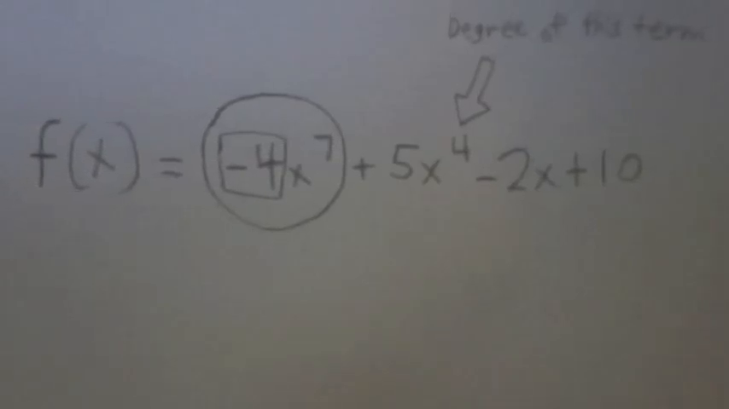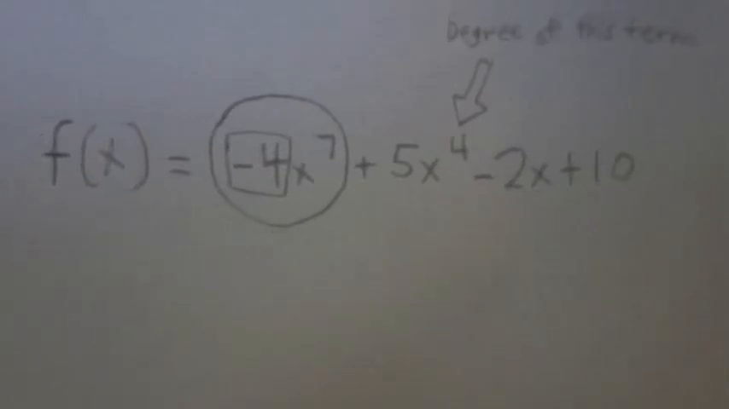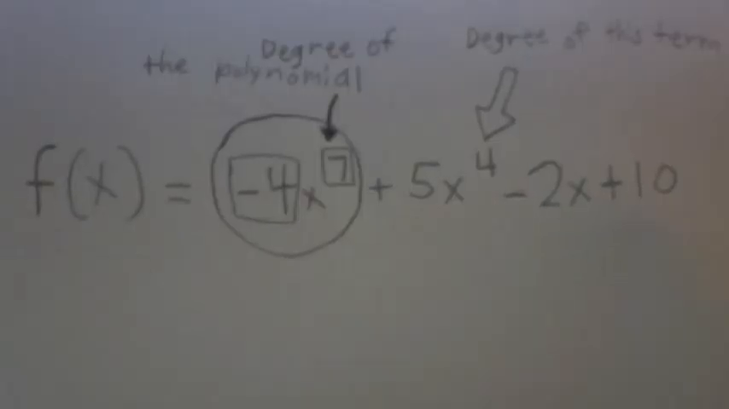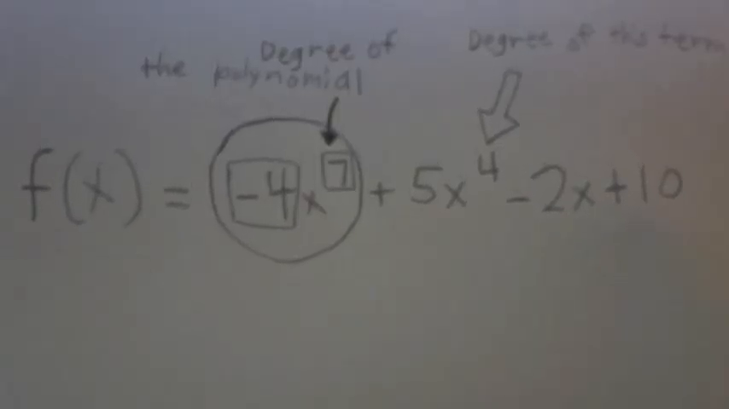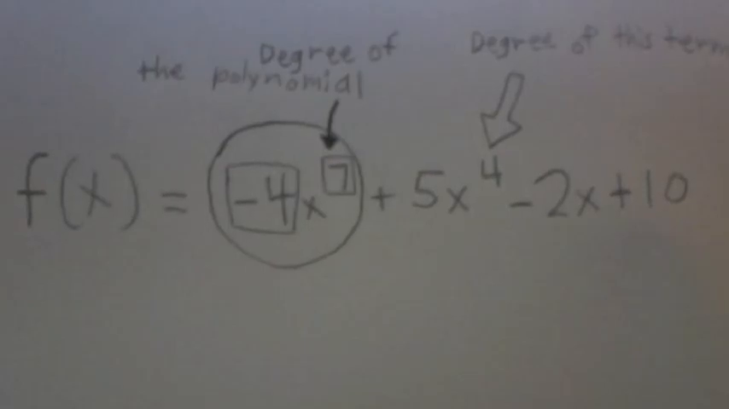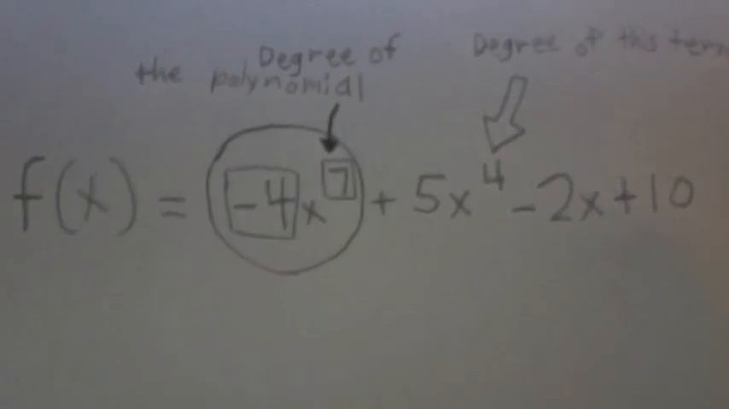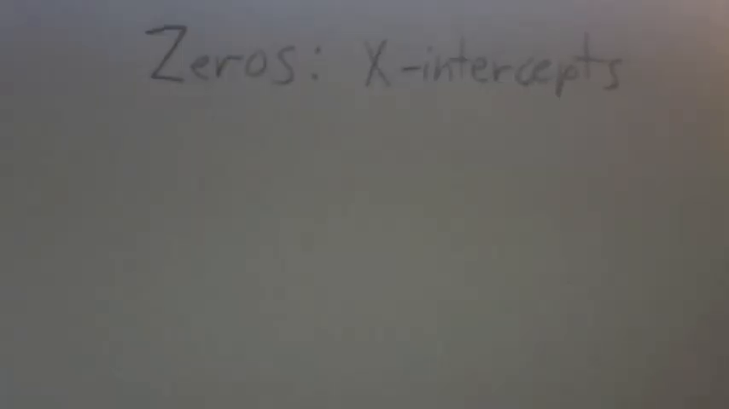The degree of a term of a polynomial function is the exponent on the variable. The degree of the polynomial is the largest degree of all its terms. The degree of the polynomial function above is 7. The zeros or roots of a function are the x-intercepts. In order to predict the graph of a polynomial function, you must use the leading coefficient test.